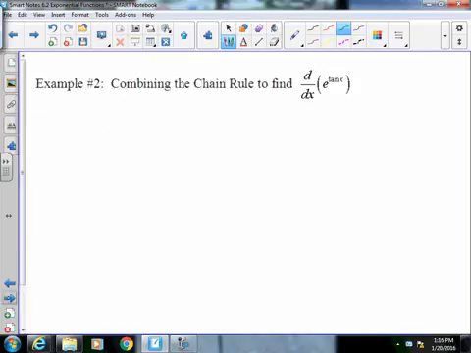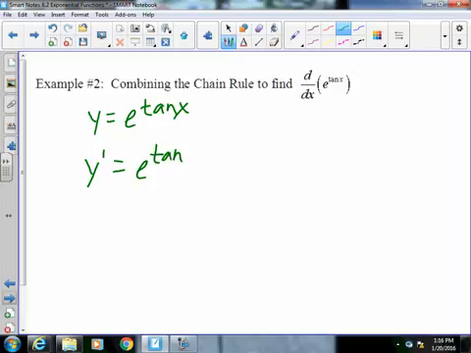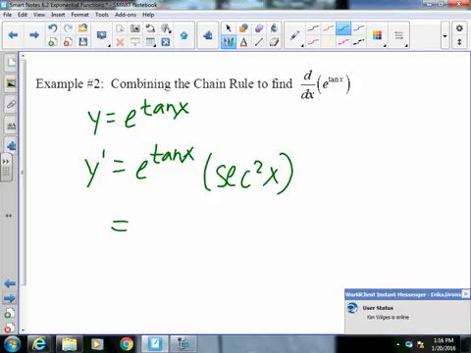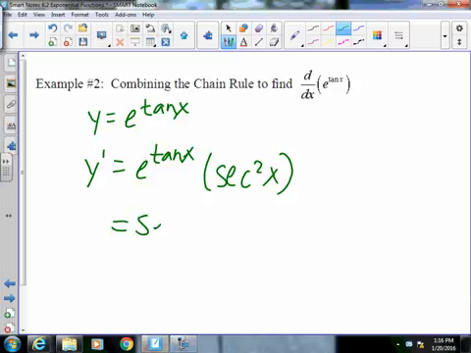So let's try some. If I were going to derive y equals e to the tangent of x, and we're finding the derivative, we've got e to the tangent of x, because the derivative of e to anything is itself. But then we need the chain rule in this case because the tangent of x is in our exponent. The derivative of tangent of x is secant squared x. So maybe a better way to write this would be secant squared x times e to the tangent of x.